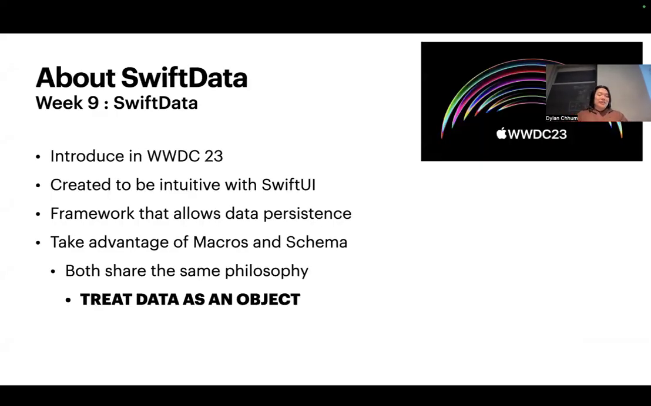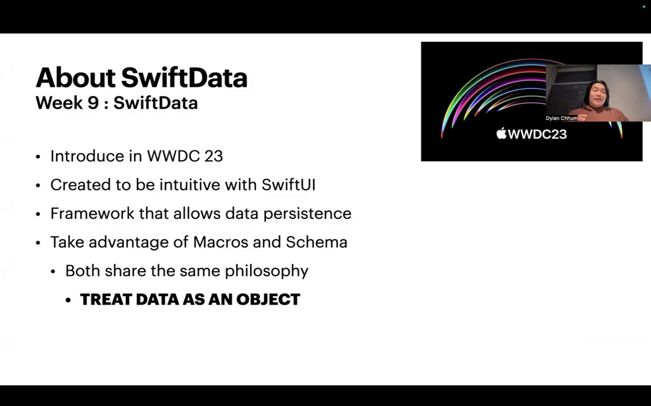Introduced in WWDC 23, SwiftData was meant to be an intuitive way of having data persistence in your app, right? It has that same feeling; the way you declare objects and classes is very similar to SwiftUI. They both have the same philosophy that instead of treating your data as data, you're treating your data as objects, right? And we'll see a little bit of that soon. What I mean by treating your data as objects is you're making a little class for your data and accessing it with object-oriented programming.